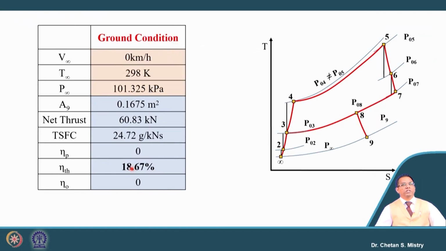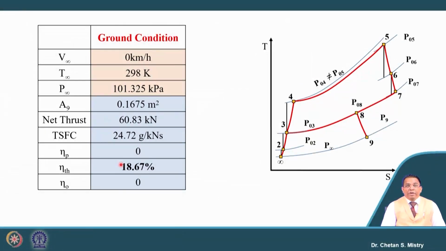Okay. So, let us compile all this information, what all we have done. Based on velocity, pressure and temperature, we have calculated our exit area to be 0.16, net thrust is coming 60.83, thrust specific fuel consumption is coming 24.72, propulsive efficiency is 0, thermal efficiency is 18.67 and our overall efficiency is 0.